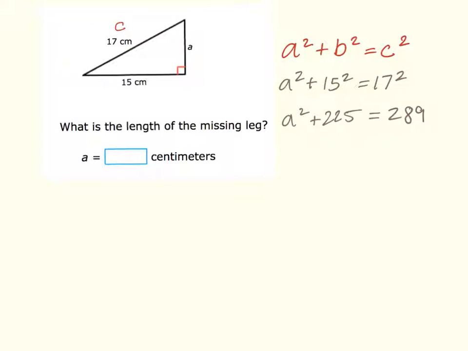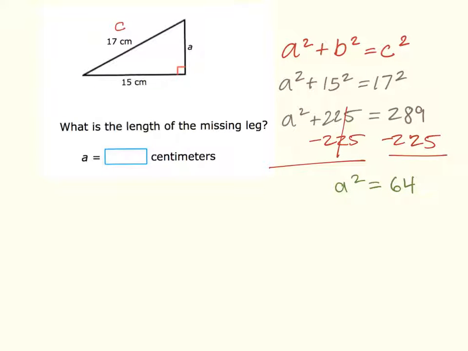Now, here's where it gets a little different. Whereas before we were adding these two together and then just taking the square root, now there's just one simple difference, and that is that instead of adding, because we've got addition already, we need to get A by itself, so we need to get rid of that 225. And the way to do that, just as we did in other equation solving this year, was to subtract it. So that means this cancels out. A squared is 289 minus 225, which is 64.